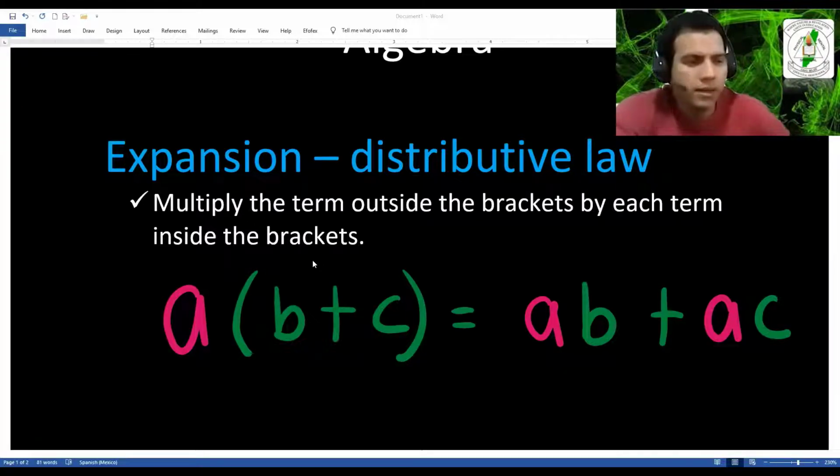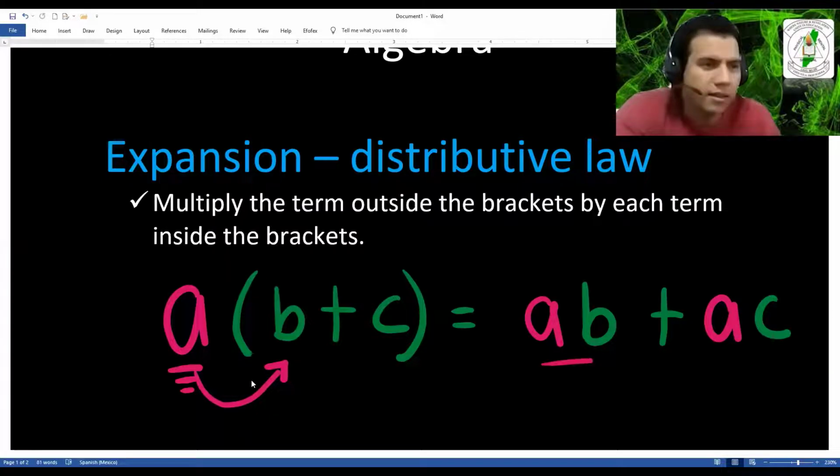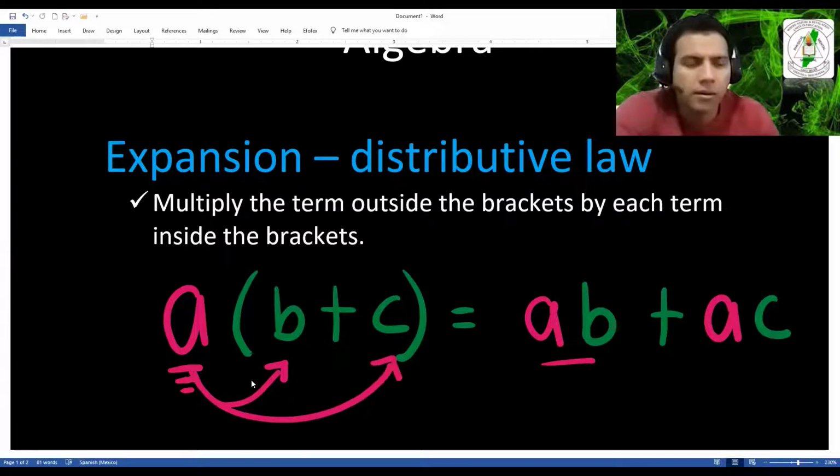So in this scenario here, we have a term A, which is outside the bracket. This will be multiplied by each term inside of the bracket. So A will multiply with B, in this case A times B. Then A will be multiplied with C, so we'll have A times C. All right, so this would be your expanded form of this algebraic expression using the distributive law.